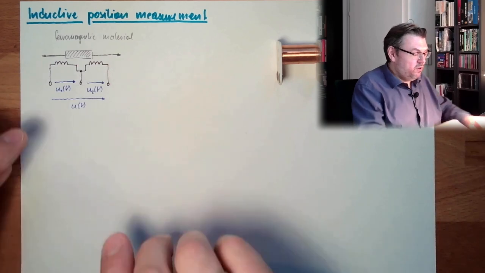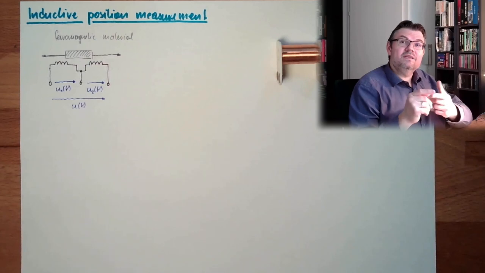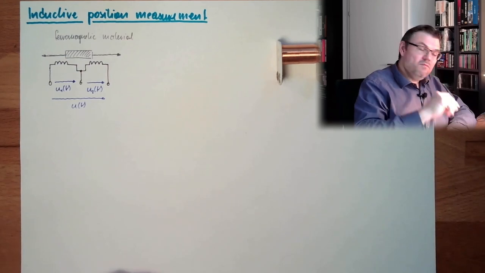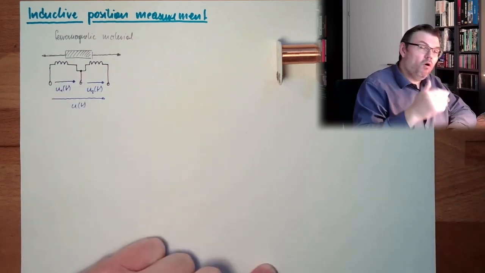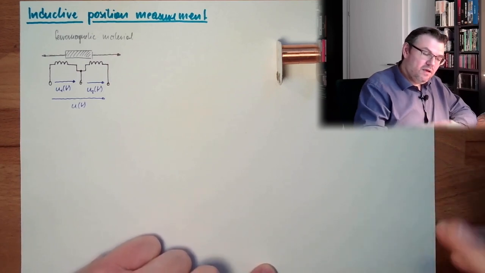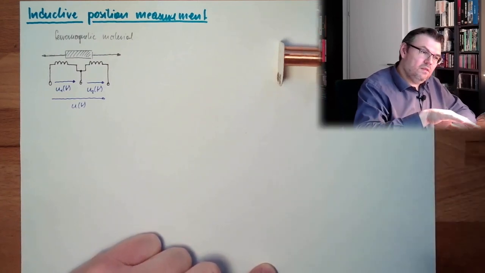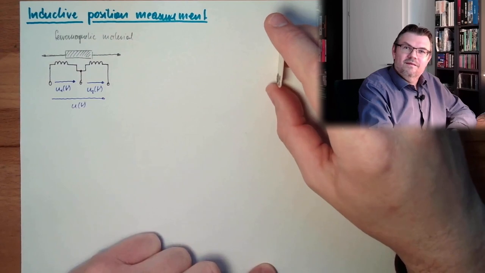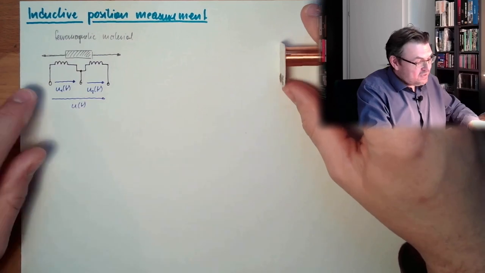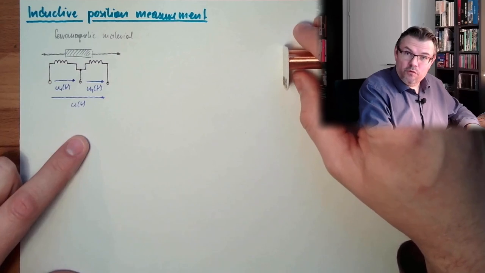And this is how this is working. One voltage is getting bigger, the other voltage is getting smaller. And I just have to take the difference of the two voltages, and I know exactly. Much better than if I only would measure one coil, right? It is double the Empfindlichkeit, sensitivity. So we double the sensitivity with this setup, yeah? This is how inductive position measurement might work, all right?